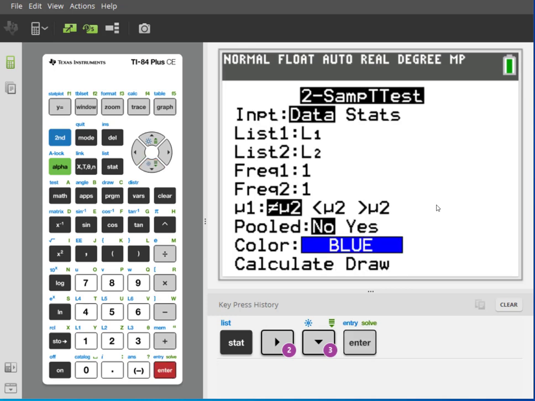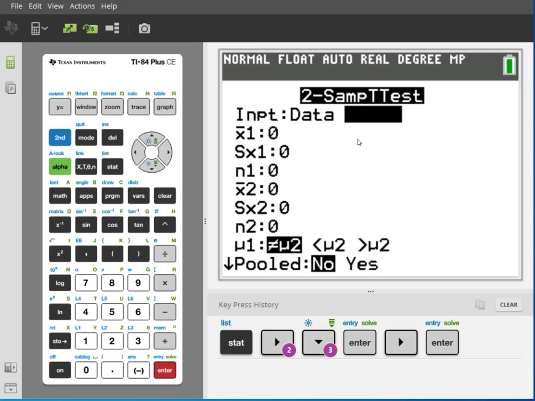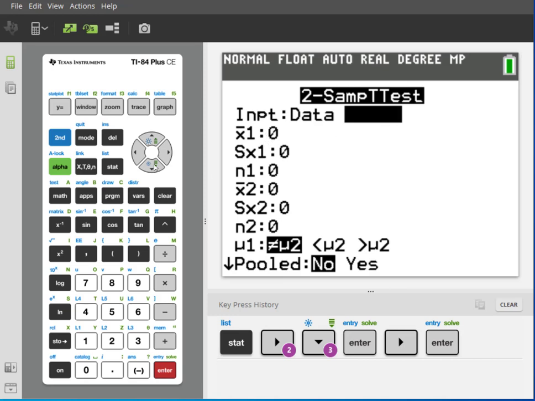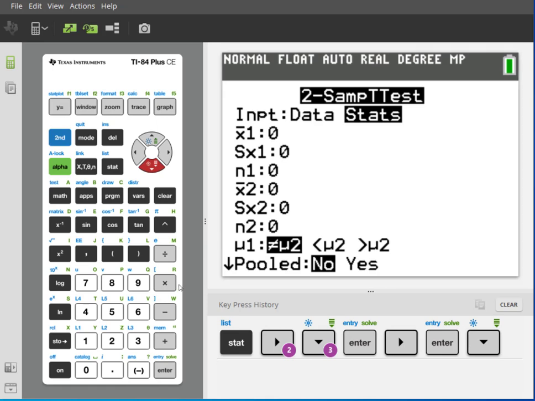Okay, now there's two different ways that you can run this. Either inputting through sets of data, or the more common way, which is to use the statistics of sets of data. So usually when you have homework problems, the statistics are provided for you, not the sets of data themselves. All right, so let's say we have a hypothetical data set here, and there's two populations being compared.